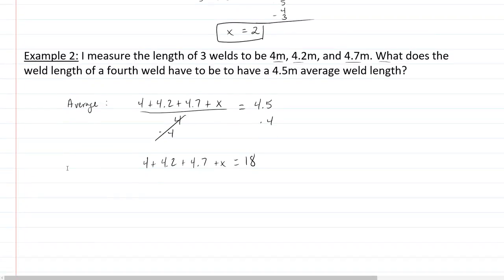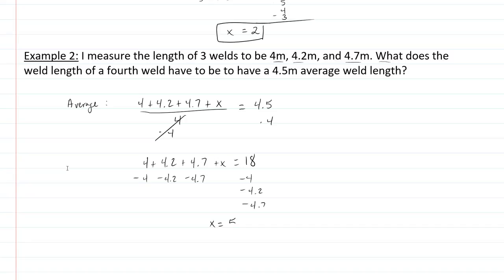And then we want to subtract each of these from both sides. Minus 4, minus 4.2, minus 4.7. So 18 minus 4.7 minus 4 minus 4.2 is 5.1. So our 4th weld would have to be 5.1 meters in order for the average weld length to be 4.5.